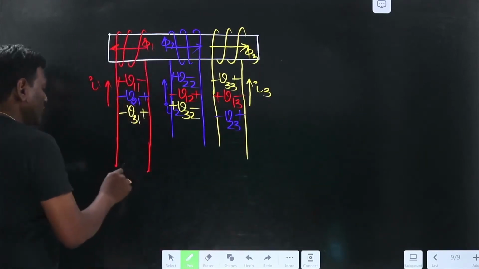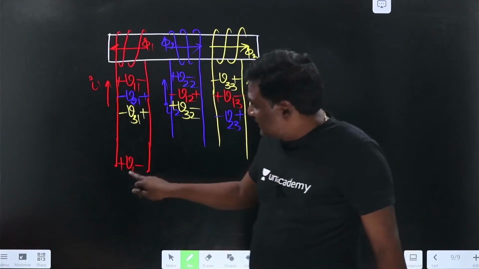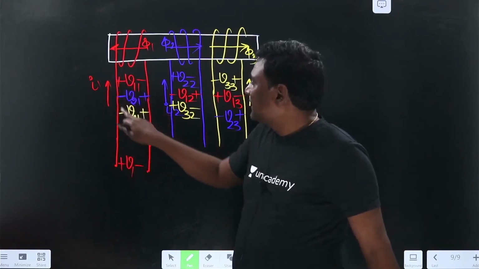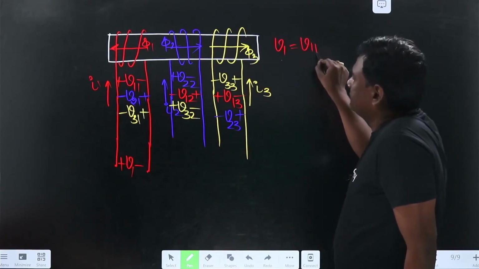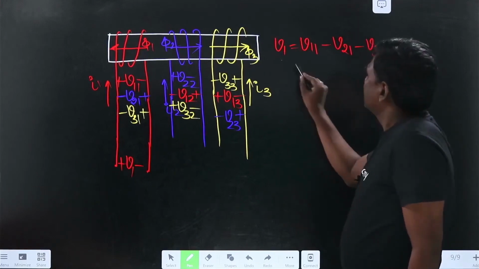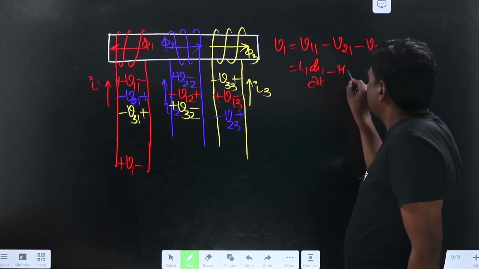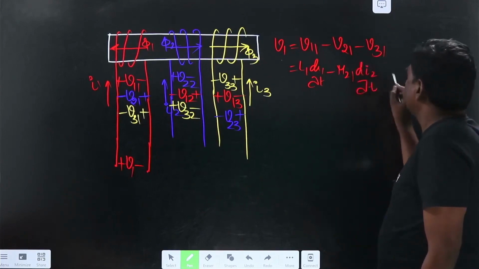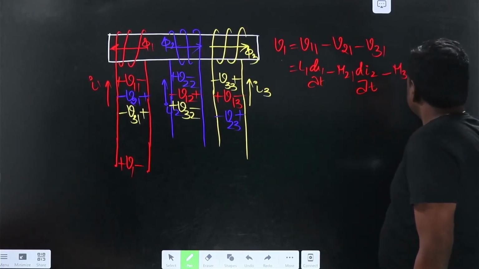My current is entering here, so let me consider plus here, minus here, V1. If I apply KVL like this, minus of V1 or V1 equal to plus minus minus. So total V1 equals V11 minus V21 minus V31. So that is going to be L1 di1 by dt self, minus M21 d because of second in first, minus M31 because of 3 in first.